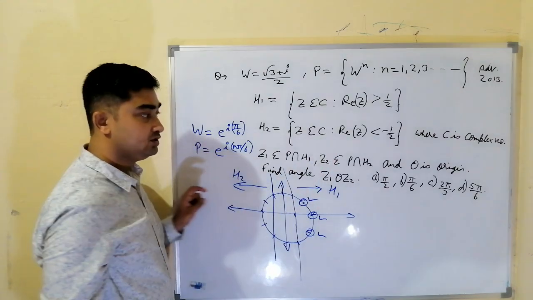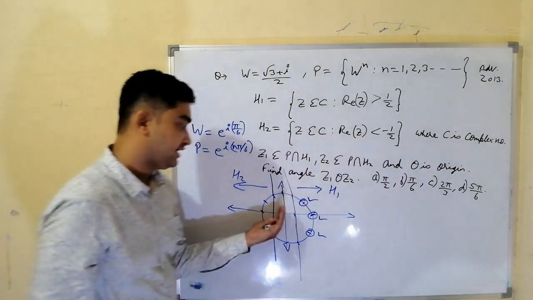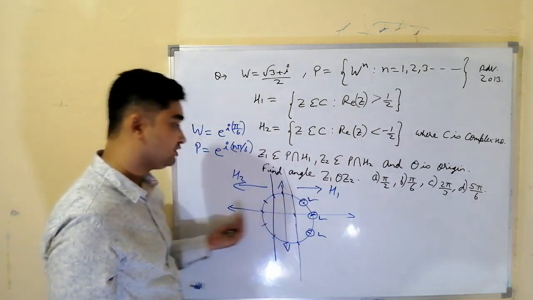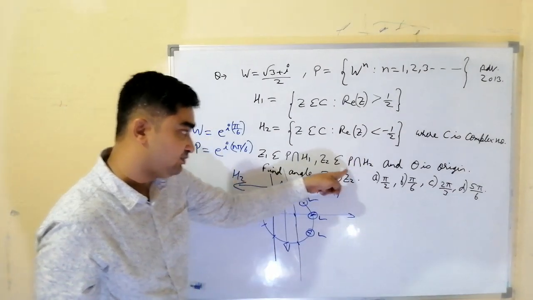Now come to Z2. Z2 is P intersection H2. H2 is everything on the left hand side of this, where the real part is less than minus 1 by 2. And what is P?